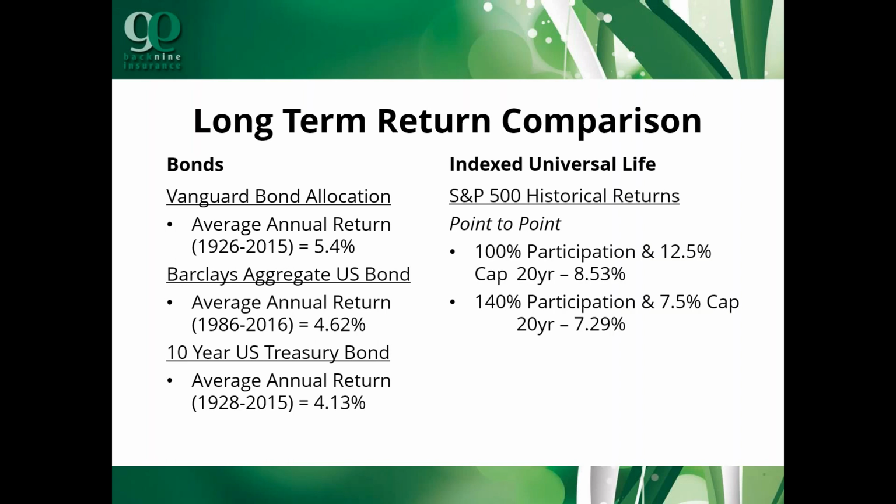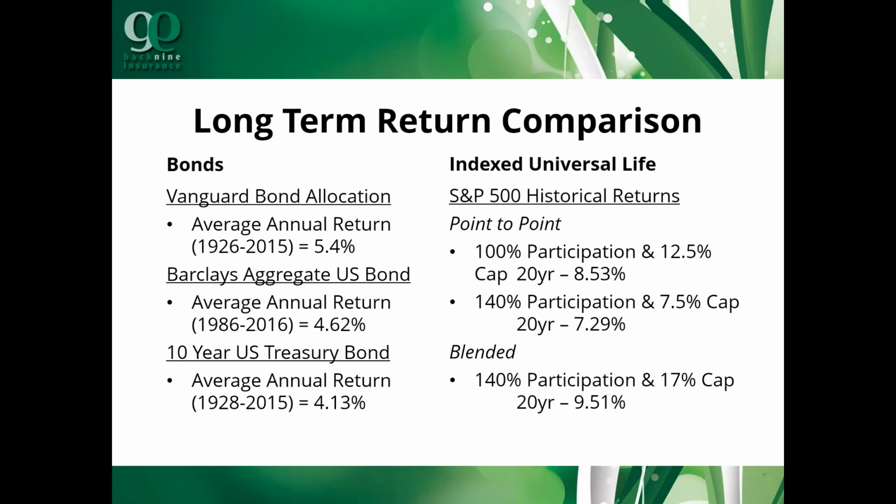Now in comparison, we have the index universal life with the S&P 500 allocations. So the standard point-to-point with 100% participation and a 12.5% cap over a 20-year time horizon offers you 8.53%. As you can see, with a different annual point-to-point allocation strategy there, you can get up to 7.29%, and these are just averages. And there's also the blended account.